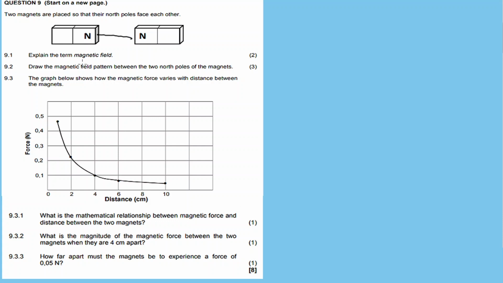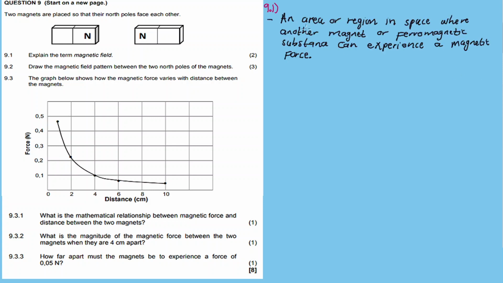9.1 explain the term magnetic field. Magnetic field. Yini magnetic field is an area or region in space where another magnet or ferromagnetic material or substance can experience a magnetic force. So ferromagnetic material izinto ezifana nabo iron, something which gets attracted or magnetized by a magnet. So that's the definition for a magnetic field.